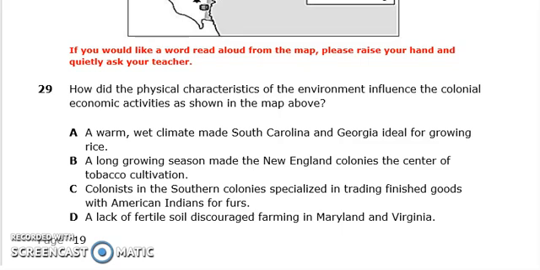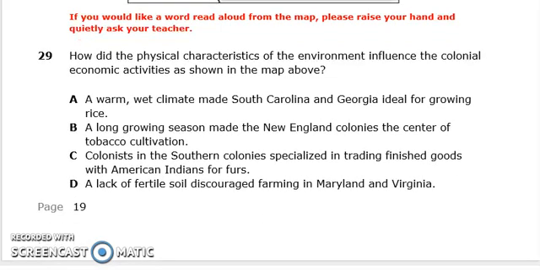B. A long growing season made the New England colonies the center of tobacco cultivation. C. The colonists in the southern colonies specialized in trading finished goods with American Indians for furs. D. A lack of fertile soil discouraged farming in Maryland and Virginia.